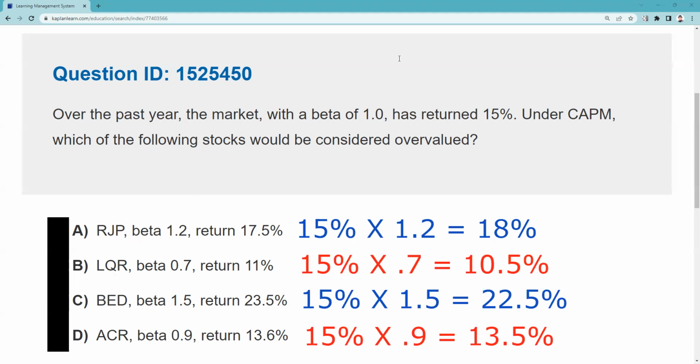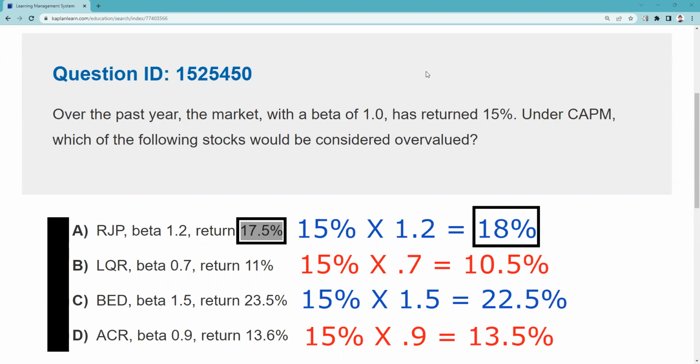The last one has a beta of 0.9, 90% as volatile as the market. Again, if you don't understand the capital asset pricing model, you're going to say, oh well, 13.6 is underperformance. Well, we don't know if that's underperformance. 15 times 0.9 is 13.5, got 13.6. So again, what we're doing here is comparing the expected return with the actual return, right? And that is the only one that we're looking at here where the expected return was 18 and the actual return was less than that.